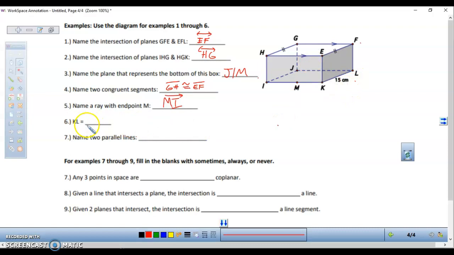This says KL is equal to. Now remember, there's no segment on top, so it's not congruency. There's no line. This means the length of KL is equal to. Well, what is the length of KL? Over my diagram, I see it's 15 centimeters.